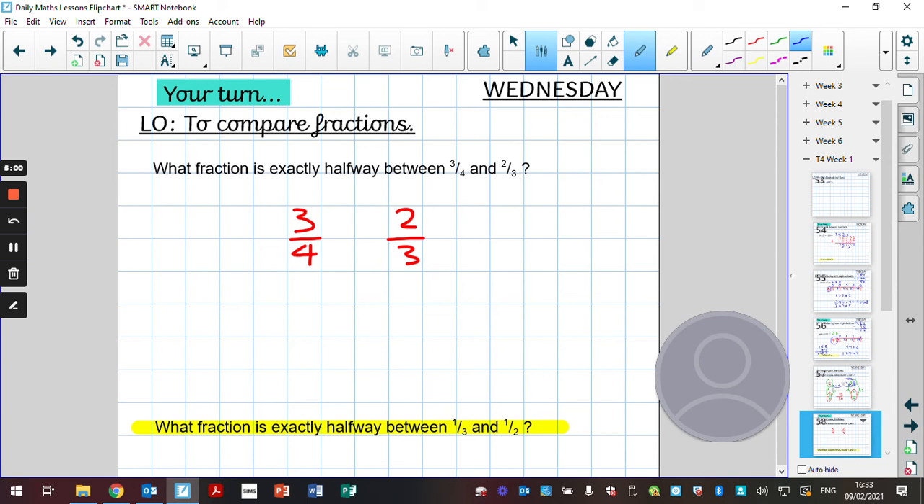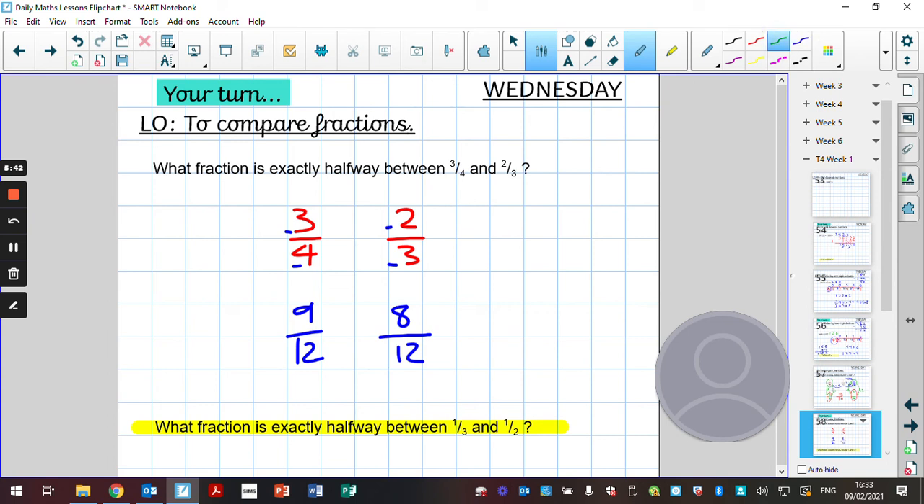So we need to think of a common denominator. One way of doing that with two fractions is simply multiplying the denominators together, and that will give us a common denominator. So 4 multiplied by 3 is 12, and we have got a common denominator here. What have I done to 4 to get to 12? I've multiplied it by 3, so I need to do exactly the same with this numerator. 3 multiplied by 3 is 9. What have I done with this denominator 3 to get to 12? I multiplied it by 4. I need to do exactly the same with 2. So 2 multiplied by 4 is 8.